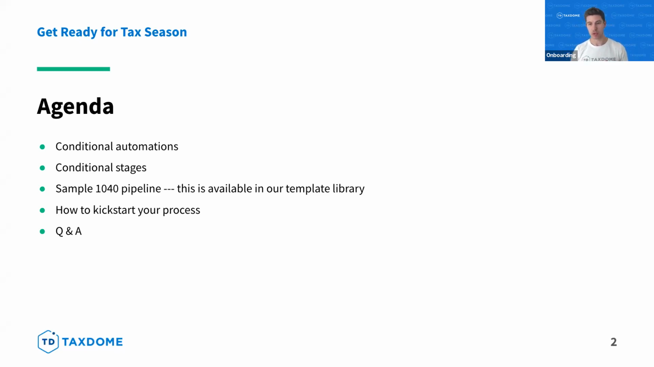template library for you to literally click copy and import it into your own workspace. Now, the one thing that's missing from there is conditional stages, which will be added tomorrow and updated as well. So then we're going to talk a little bit about how you actually kickstart the process. So you set up the pipeline, you set up your ideal process, you set up your templates, but then how do you actually start it?